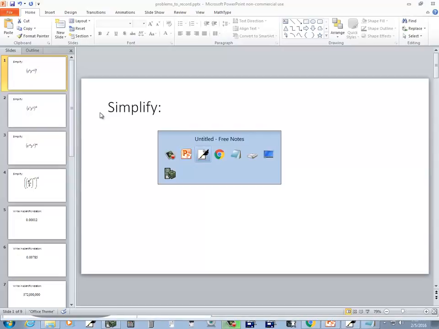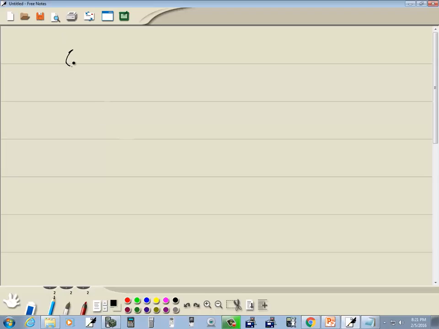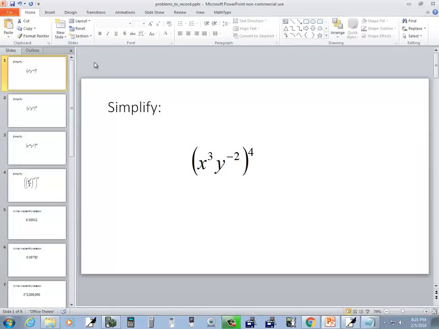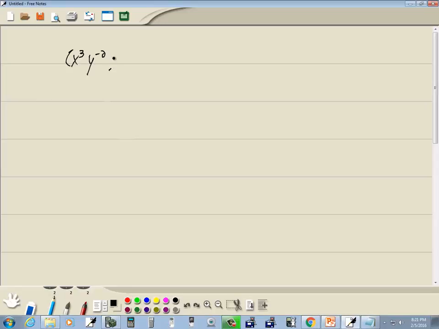Let's take a look at this problem. We've got x to the third, y to the negative 2, all that raised to the fourth power. There's different ways you can work these. I try to follow my order of operations when I do this, so we have one set way to approach it. Now, order of operations says to do what's inside the parentheses first.